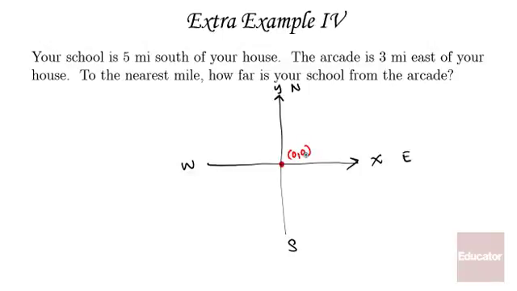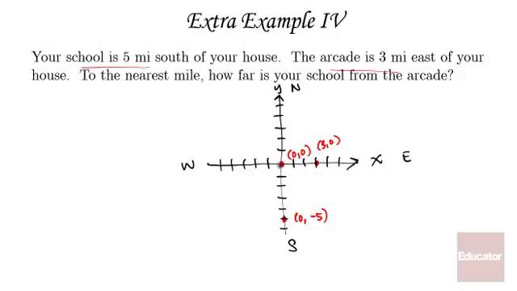Next, the arcade is 3 miles east. So 1, 2, 3. So let's go to the right 3 miles east. And it's not saying up or down, so we're just at 3, 0. Next, the school is 5 miles south. So school is 5 miles south, arcade is 3 miles east. So let's go back to the house, the starting point, the origin, and go 5 miles south. 1, 2, 3, 4, 5. And that is at 0, -5. So south is moving downwards, -5.